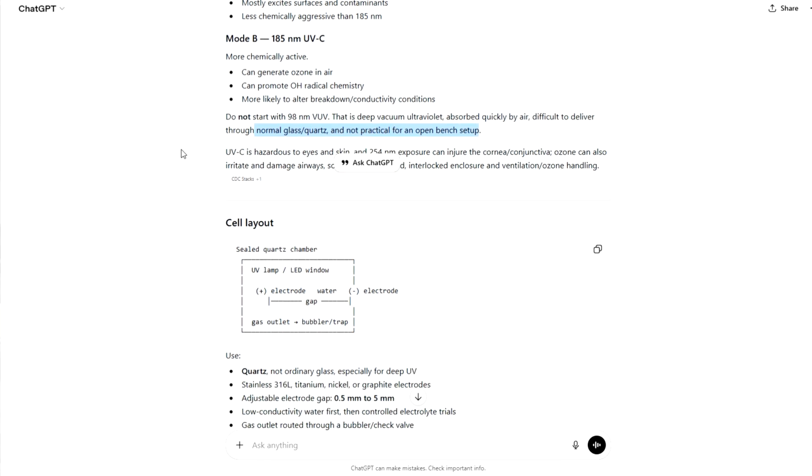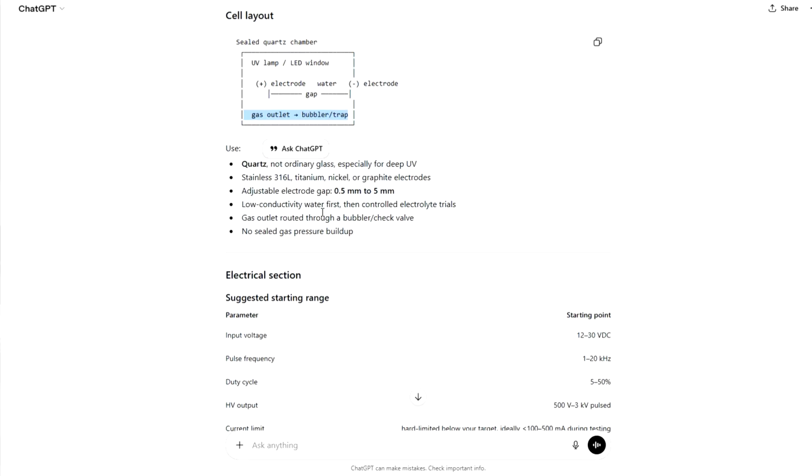Can't get it. UVC is hazardous, obviously. Hazardous to eyes and skin, and 254 nanometer exposure can injure the cornea. Ozone can also irritate and damage airways, so this needs sealed, interlocked, enclosed ventilation. Ozone handling. Yes, we're getting to more dangerous things here, so we need to be very keenly aware of what we are doing and the safety precautions of that. Use quartz, not ordinary glass, especially for deep UV. 0.5 millimeter to 5 millimeters.